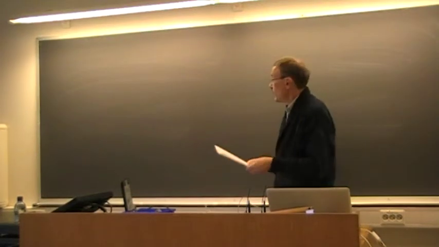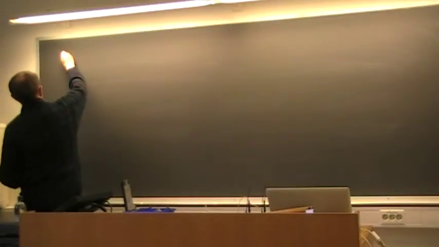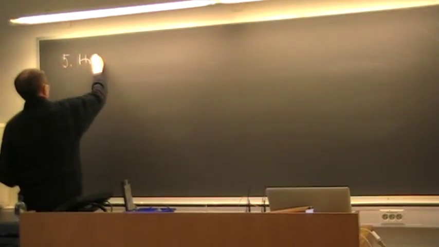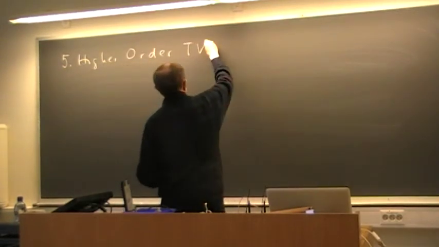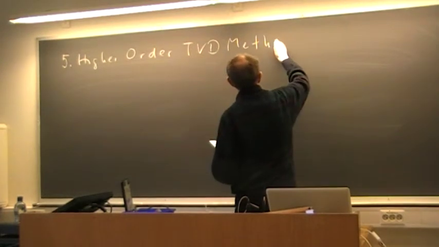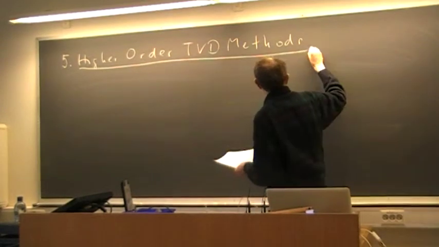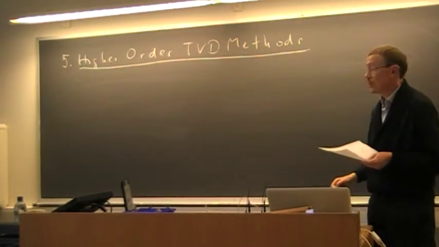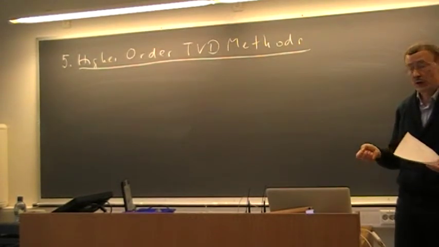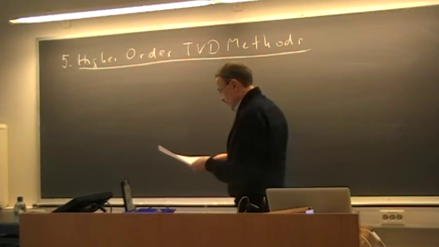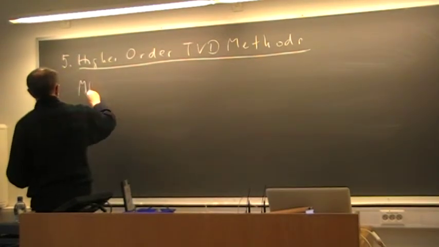So, we have been looking at the following. The title was chapter 5. We assume that we have some first order configuration diminishing TVD method, like the upwind method or Friedrichs or Rusanov. And then we want to extend that to higher order by using the MUSCL approach.